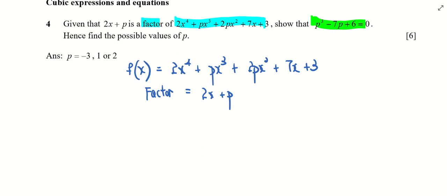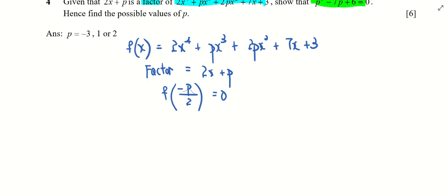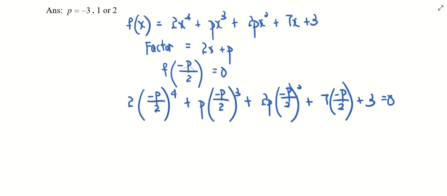After denoting my polynomial, I write down what is the factor. Since 2x plus p is the factor equate to 0, this means that the value of x is negative p over 2. When I substitute that into the polynomial, factor theorem tells us the remainder is equal to 0. So let me put in the value and replace the x by negative p over 2. Let us simplify the equation that we have right now and see if we can get to what the question actually wants us to do.